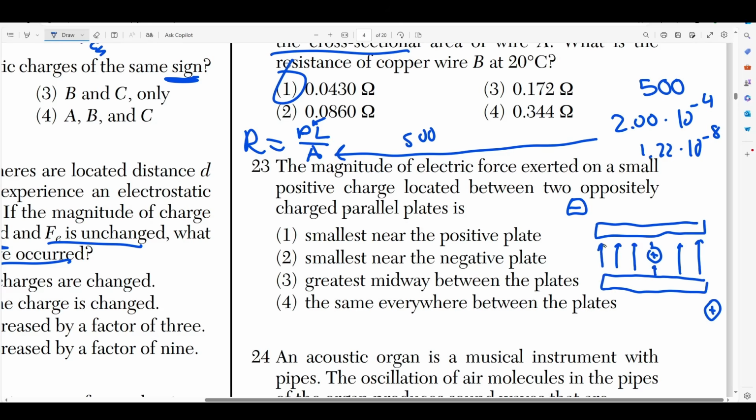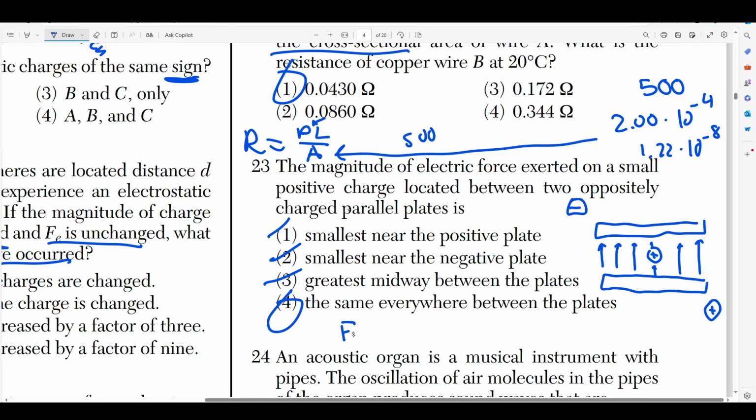This is how it goes. And the takeaway here is that no matter where the test charge is, as long as it's directly in between the parallel plates, the magnitude of the force exerted on it is going to be the same, right? It's not going to be smallest near the positive plate or smallest near the negative plate. It's not going to be greatest midway between the plates. It's going to be the same wherever you are between the plates, because that's when the distance is the same, right?